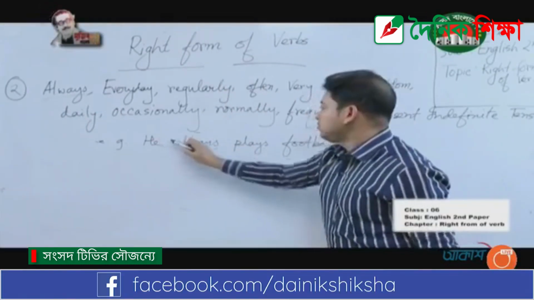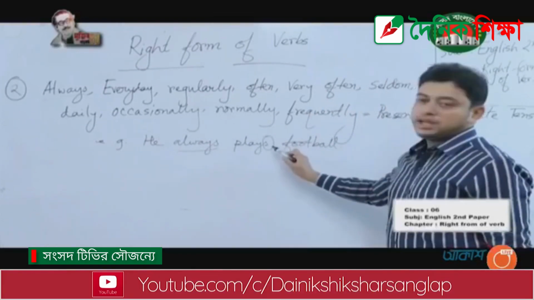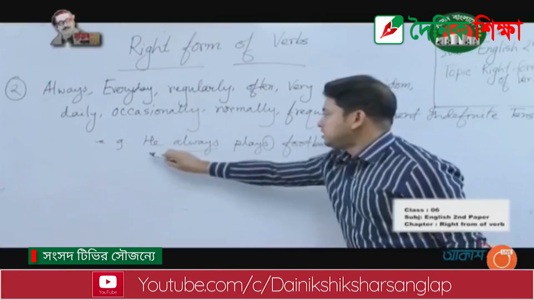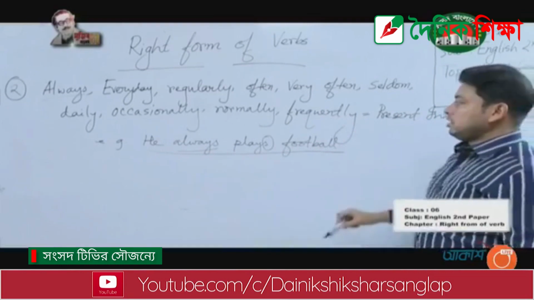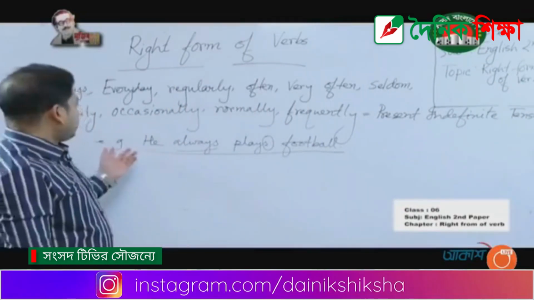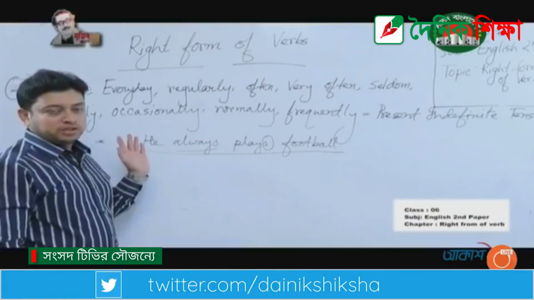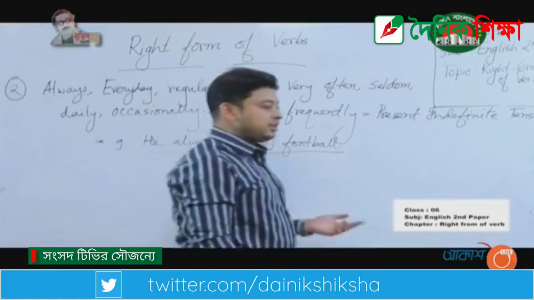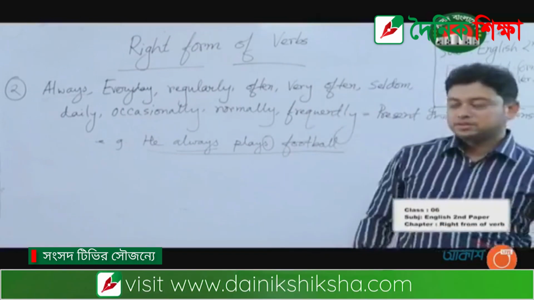Third person singular number, then the verb will take s or es, because this is present indefinite tense. And there is a question actually, what does e.g. mean? Originally it has come from a Latin word, exempli gratia. In English it is said, for example.